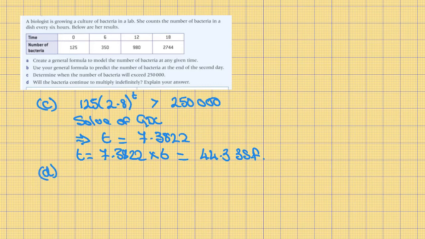D. Will the bacteria continue to multiply indefinitely? Explain your answer. In a perfect world, or an imperfect world, if the bacteria are harmful, they would continue to multiply indefinitely. But in the real world, the bacteria will die at some point. So they will not be continually multiplying indefinitely. So the answer is no, because bacteria will die.